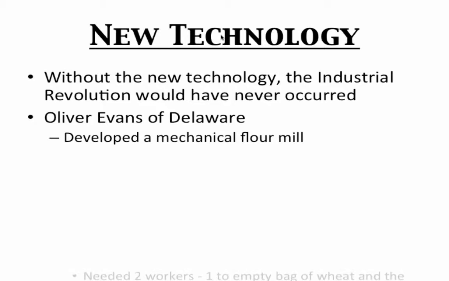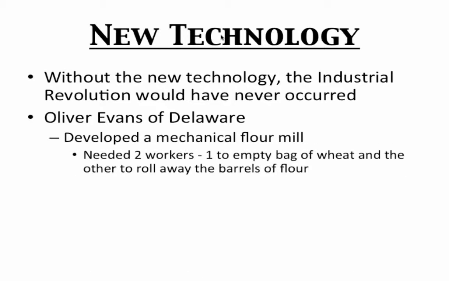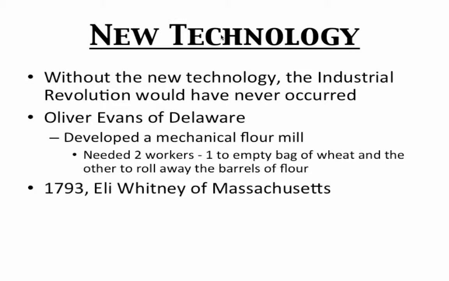Oliver Evans of Delaware developed a flour mill. It needed only 2 workers. One to empty a bag of wheat into the mill, and the other to roll away the barrel of flour after it had been crushed. Huge advancement. Imagine sitting around and hand crushing wheat into flour. It took quite a few people to do that. So this was a huge technological advancement.